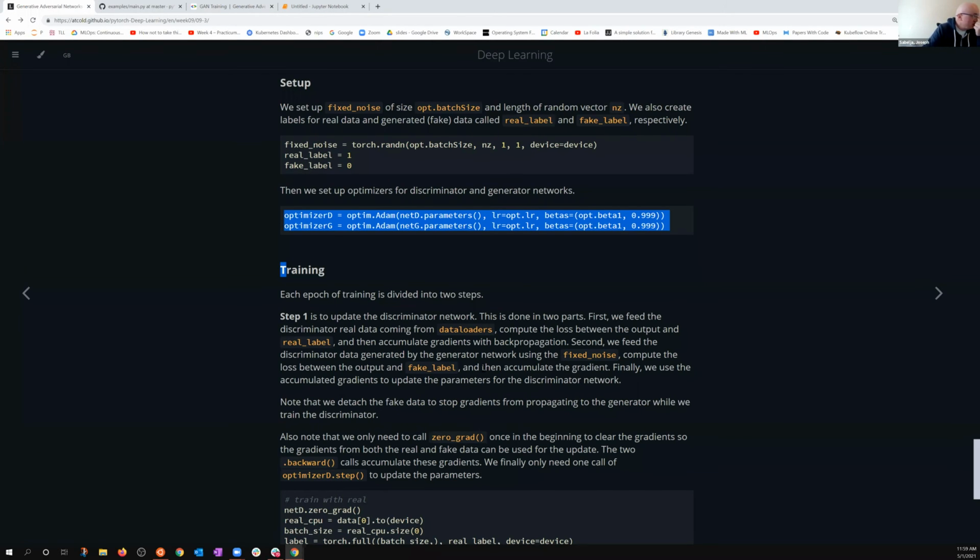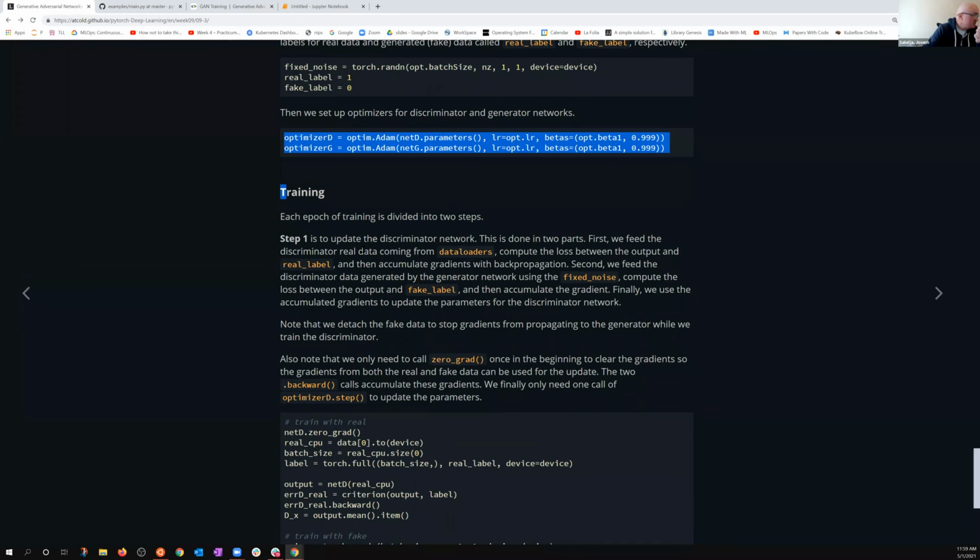And then obviously when we go into training, we go into the 2 steps, which is the first one is we train the discriminator network. And for the discriminator, we do it in, as I said, 2 parts. The first is we feed it real data from the data loaders, compute the loss, and then accumulate the gradients with backpropagation. And then feed the discriminator data to the generator using fixed noise. And this goes back to the point. We detach the fake data to stop gradients from propagating to the generator while we train the discriminator. Okay.